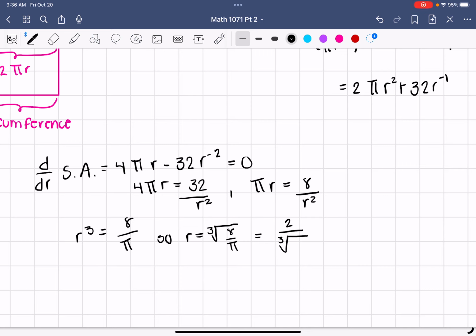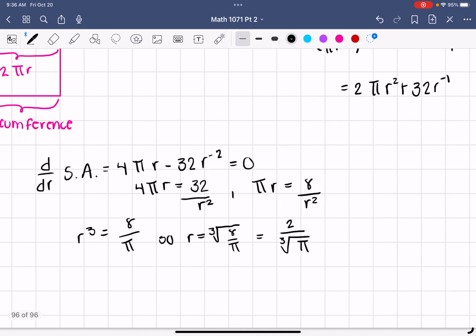And so your radius is that, and the height would be 16 over pi r squared. So that's 4 over pi to the 2/3, or 4 goes into 16 4 times. That's pi to the 1/3. Okay, so that's 4 times the cube root of pi. So as it turns out, the radius is twice the height.